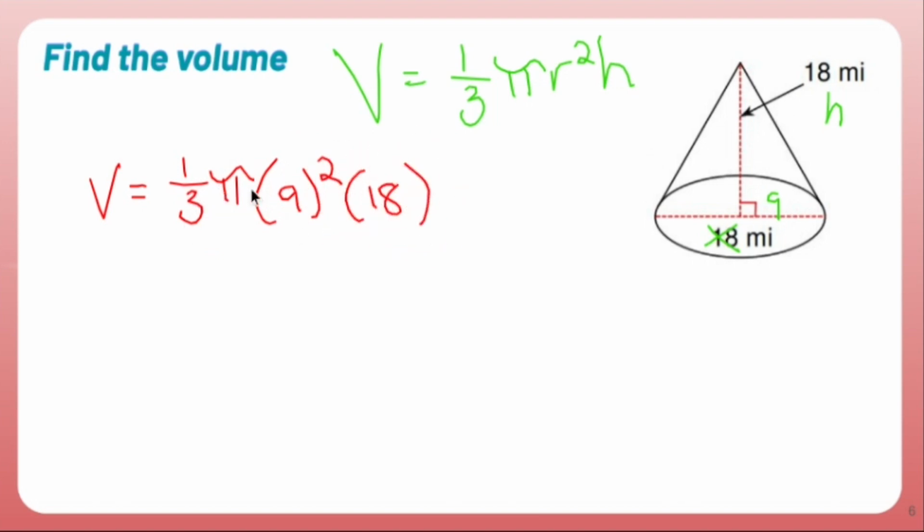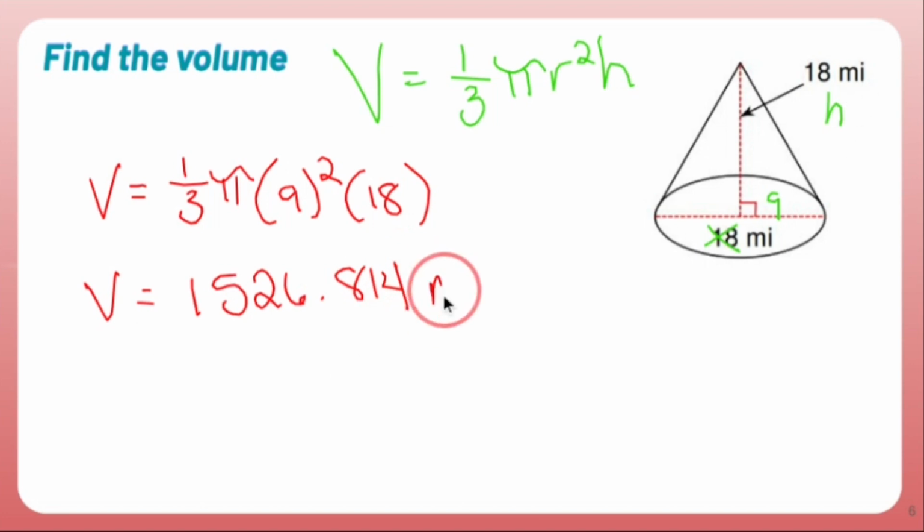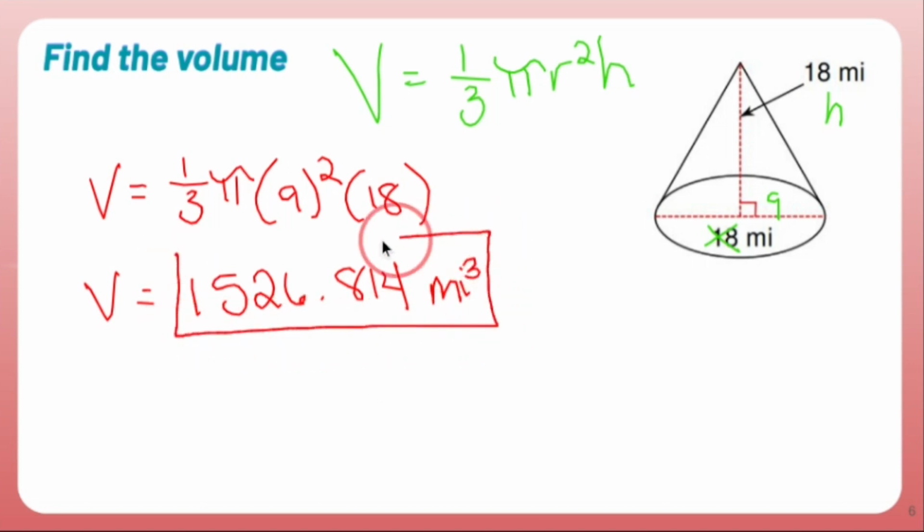I have no clue what that is. Pi is a nightmare anyway, so I'm going to go off to the side and ask Siri what it is. And she says 1,526 point... Uh-oh, I lost it. 8140, so I'll do 814. All right. Volume, miles. So I'm going to make sure I call it miles cubed, because volume is always measured in cubic units.